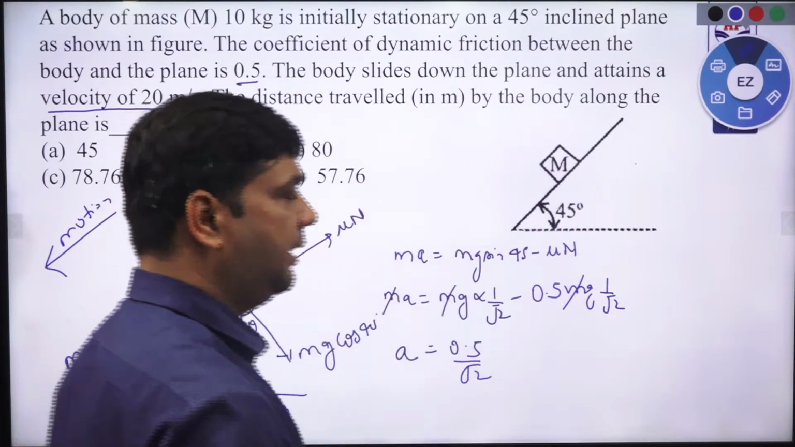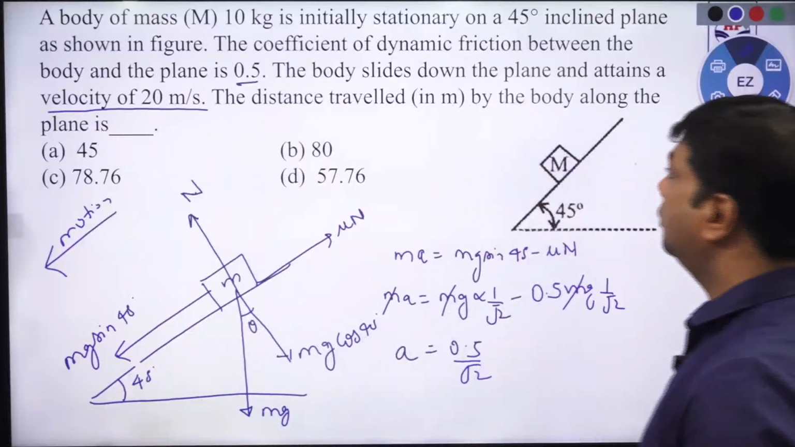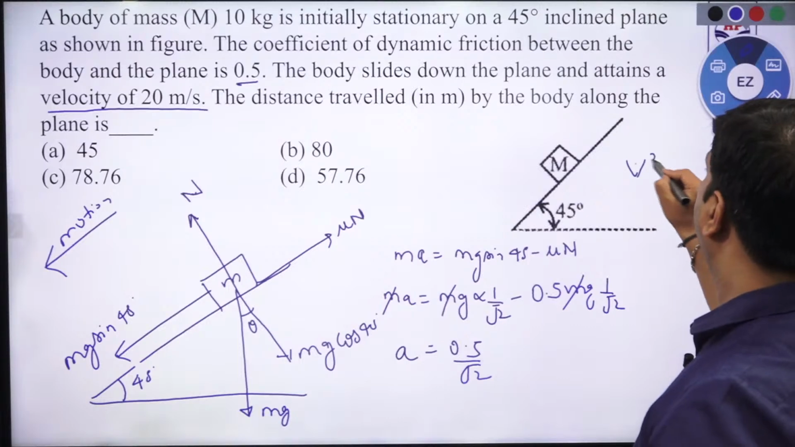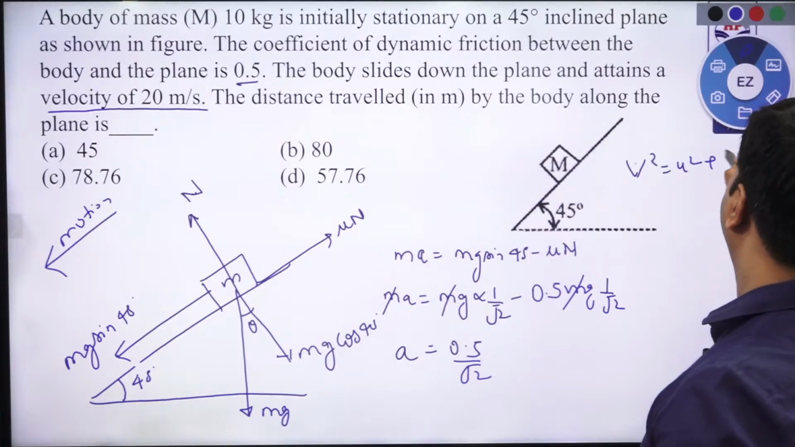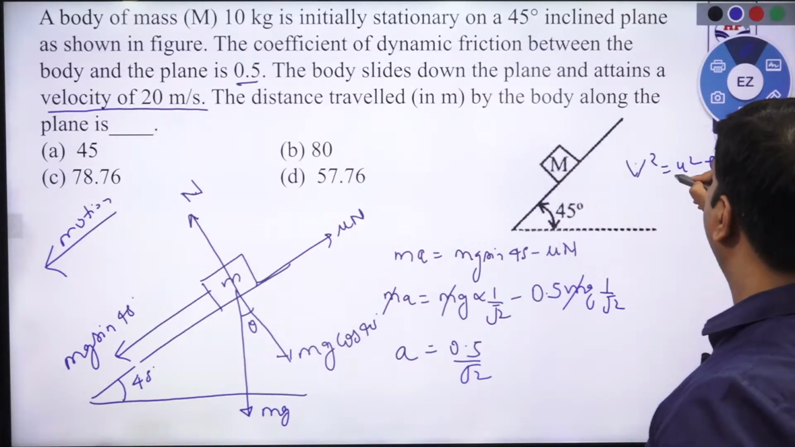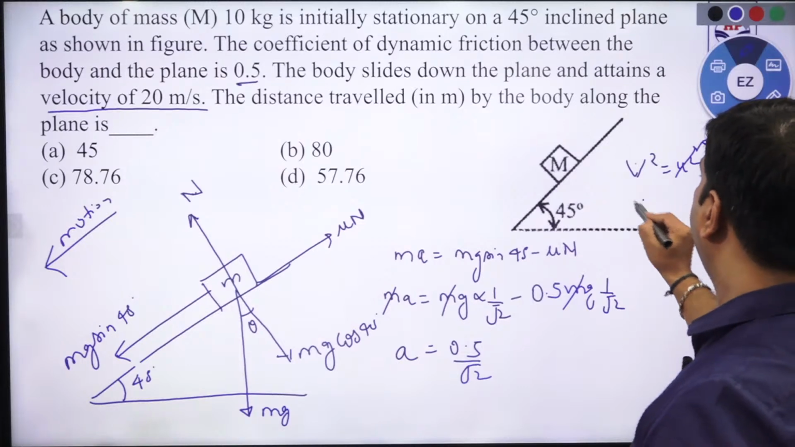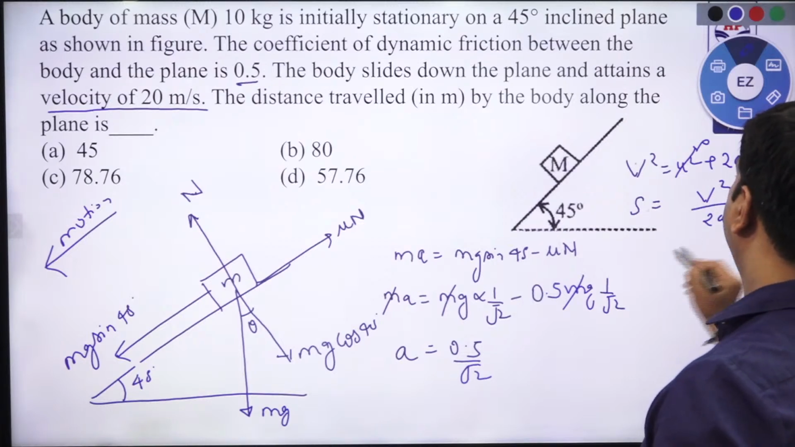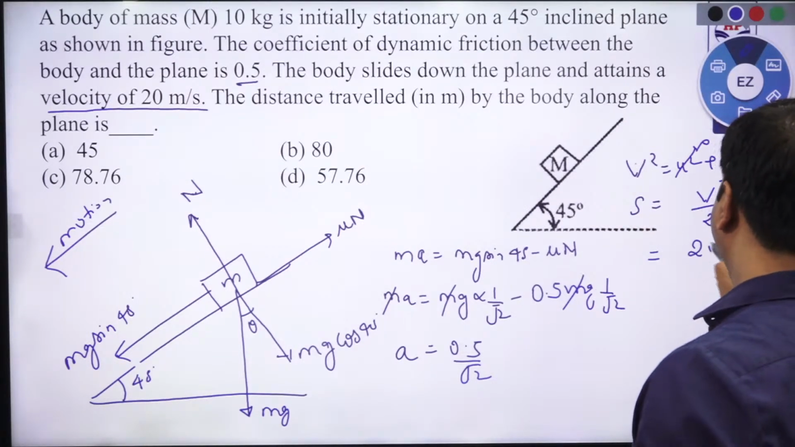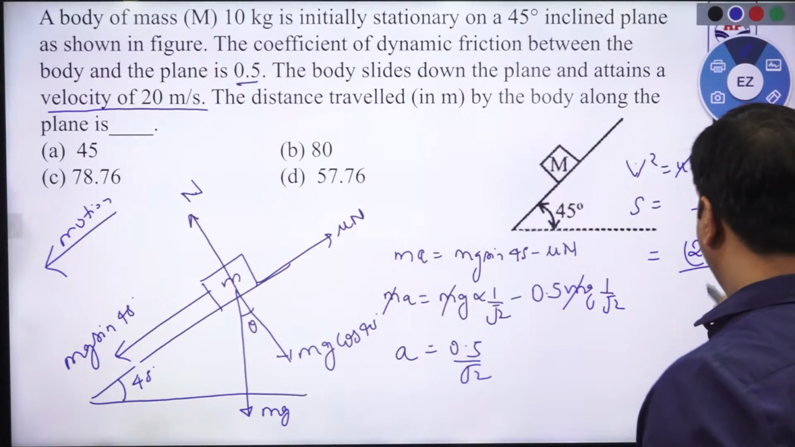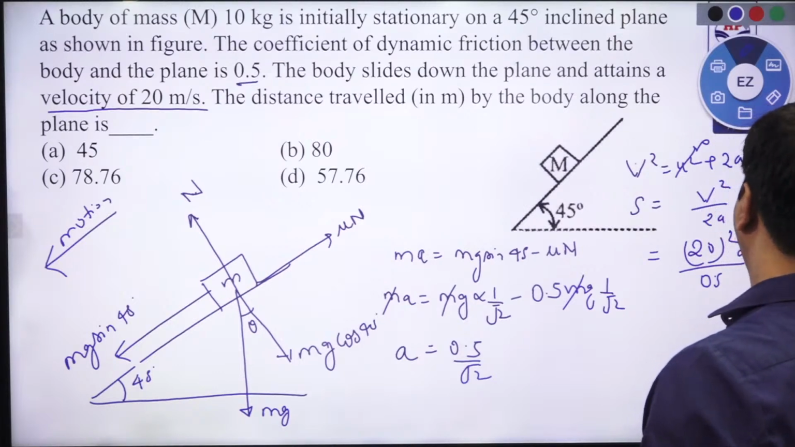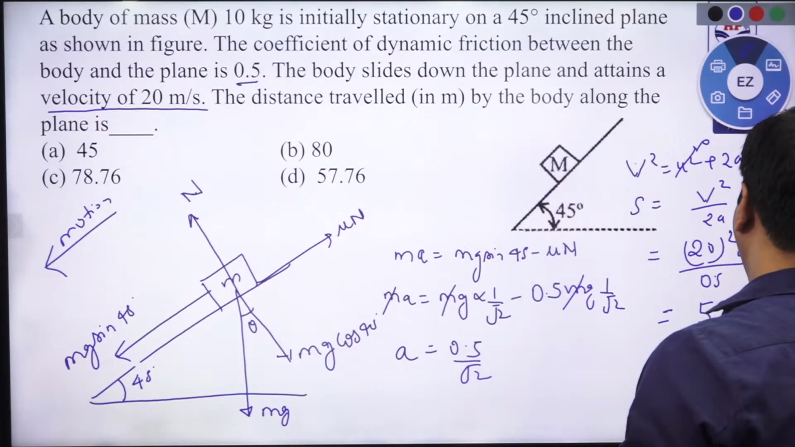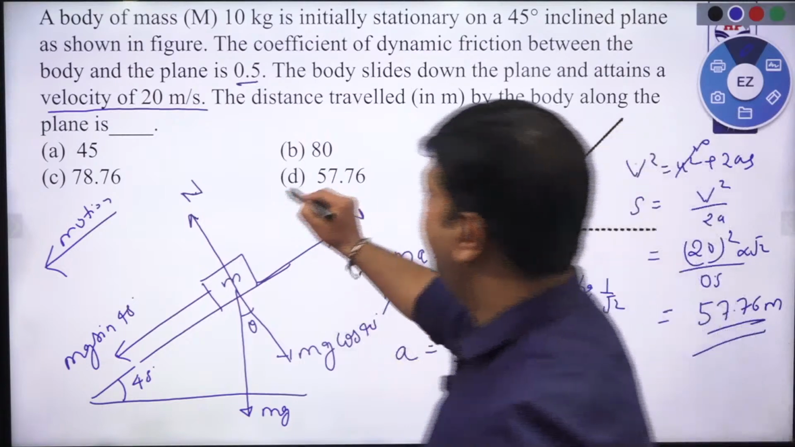The acceleration is that. Now just apply Newton's laws of motion, but here the velocity is also given. So just take the equation v square equals u square plus 2as. Here u equals 0, and you have to find the distance, that is v square by 2a. So the value of v is 20 squared divided by 0.5 multiplied by root 2. So this comes to be 57.76 meters. So the answer is D.